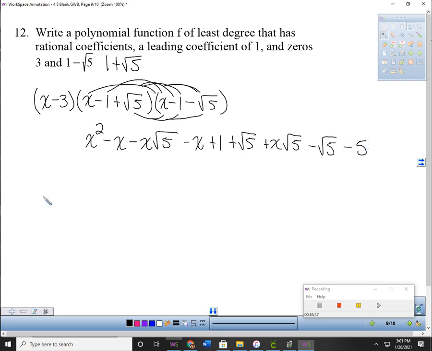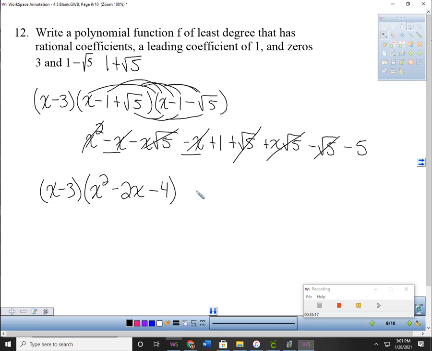So I'll keep the x minus 3 in the front and combine my like terms. So I know that the negative x square roots of 5 and the positive x square roots of 5 cancel. The positive square root of 5 and the negative square root of 5 cancel. So now I'm left with x squared. Remember, I told you you're always going to have two of these, so a negative x and a negative x make negative 2x. And then the 1 and the negative 5 make negative 4. You should have no roots left, and then you're just going to multiply again.